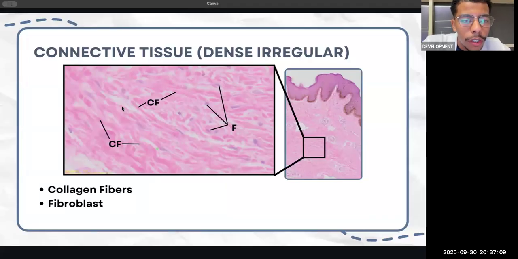So which one has more cells? It's not about which one has more cells. It's about which one releases more collagen. So first we had loose areolar. That is the least amount of collagen. Loose areolar is also called loose irregular. Then we have dense irregular, which has more collagen. And then, of course, we have dense regular, which has the most collagen.